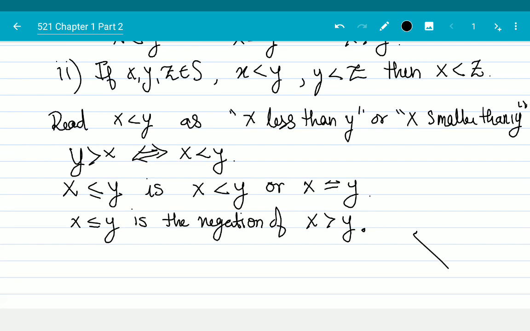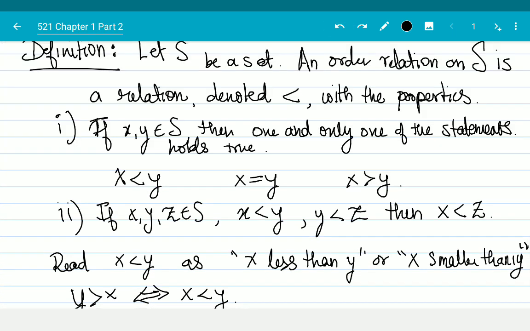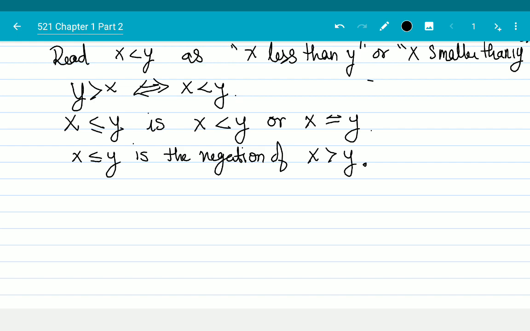So now that I have the definition of an order, I will define an ordered set. Well, what is an ordered set? It's what you would expect. Definition.